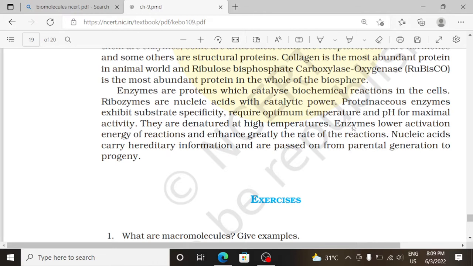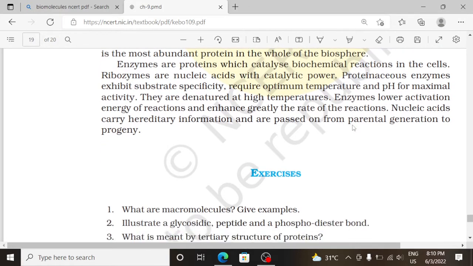Enzymes are proteins which catalyze biomolecule reactions in the cells. Ribozymes are nucleic acids with catalytic power. Proteinaceous enzymes exhibit substrate specificity and require optimum temperature and pH for maximal activity. They are denatured at high temperatures. Enzymes lower the activation energy of reactions and greatly enhance the rate of reactions. Nucleic acids carry hereditary information and are passed on from the parental generation to the progeny.